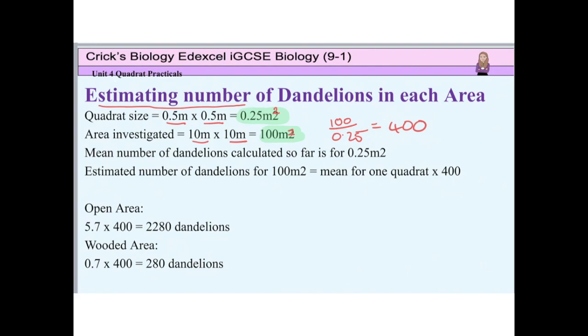So to find the estimated number of dandelions for the whole area, you need to multiply the mean by 400. For the open area, this means it is 5.7 times 400, which equals 2,280 dandelions. And for the wooded area, it is 0.7 times 400, which is 280 dandelions. This data could then be represented in a bar chart with, on the x-axis, the different areas, the open area and the wooded area, and up the y-axis, the number of dandelions.